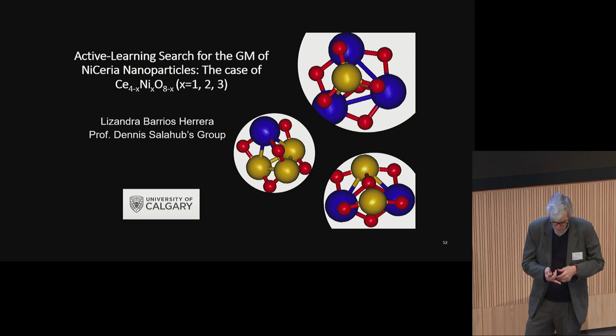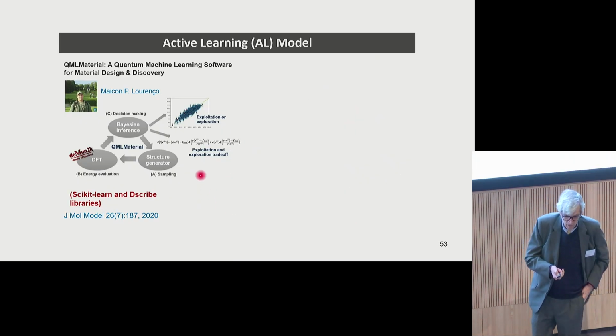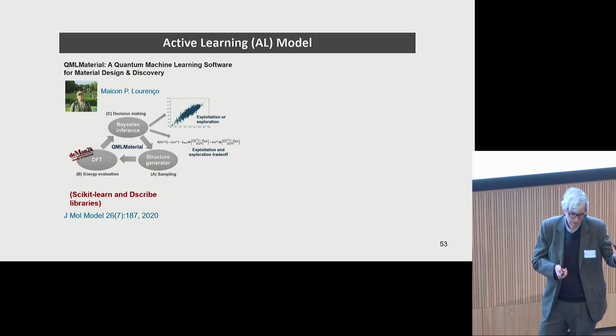Just one example comes from Lisandra Barrios's PhD work, which is looking at nickel-ceria catalysts. So these are still a great challenge if you want to do anything ab initio with them. The triangle of the workflow in this is you start with a structure generator. I should say that we have learned over the last few years that something called active learning is a very powerful machine learning paradigm, which works with a remarkably small amount of data. So for example, we would start off with maybe 15, 20 randomly generated structures.